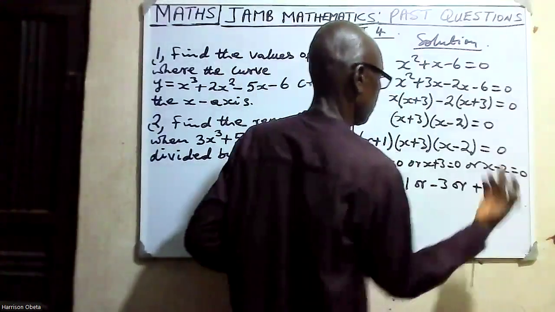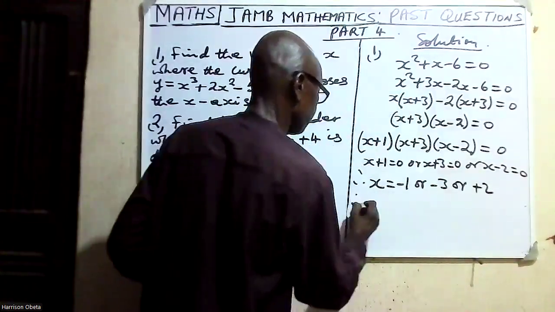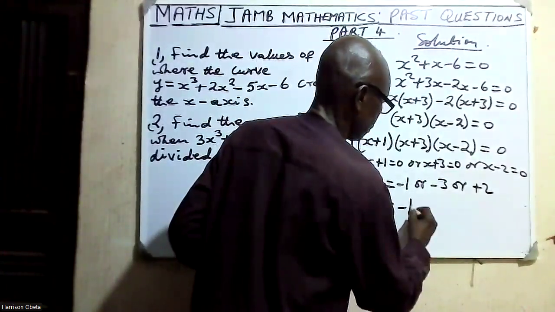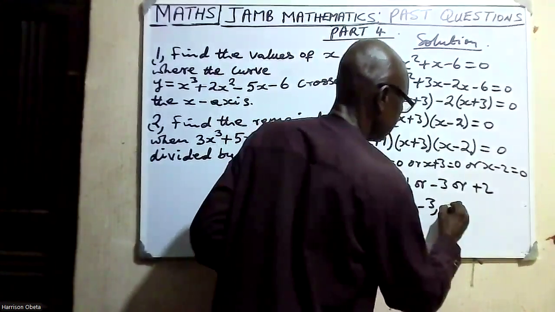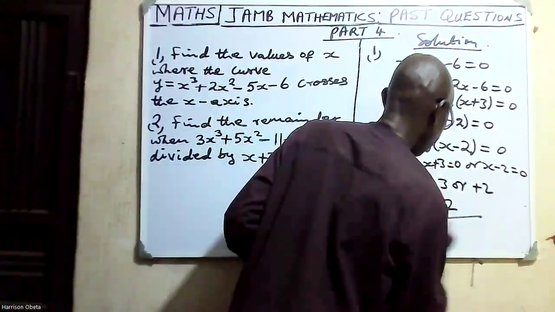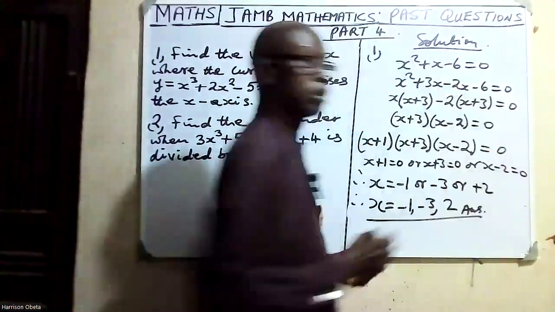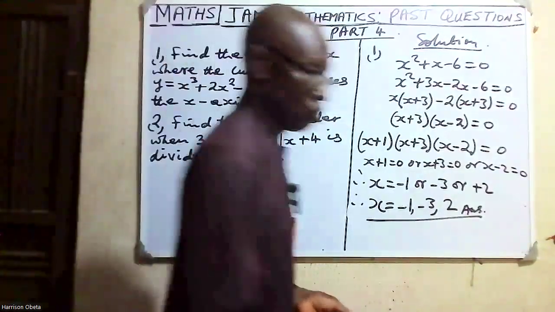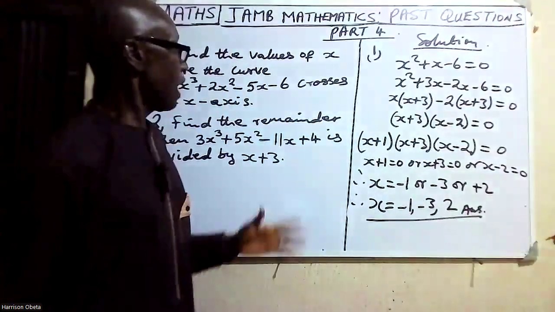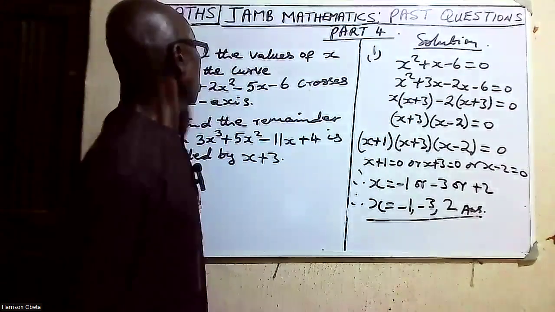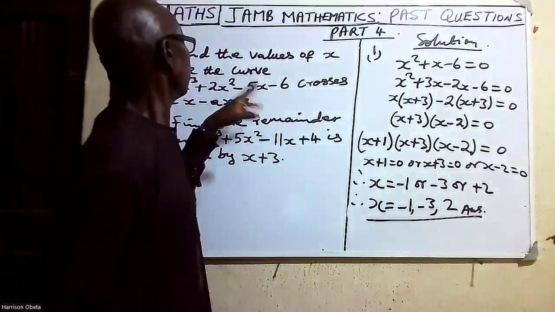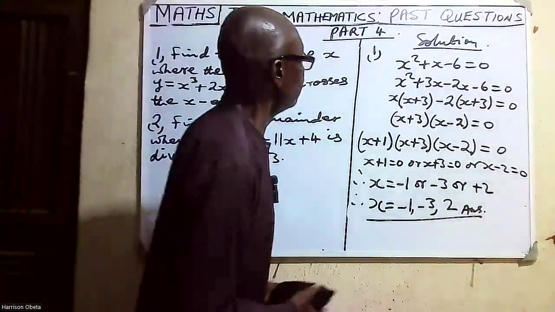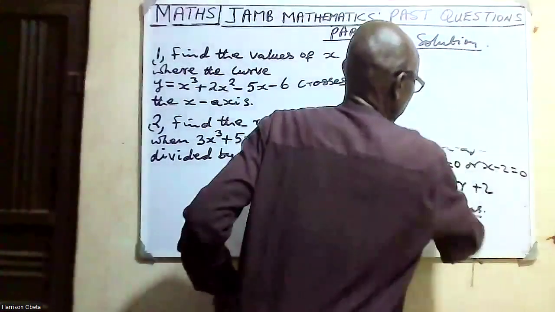Because this one going over will be plus. This is minus, this is minus. Therefore, x is equal to minus 1, comma, minus 3, comma, plus 2. So these are the answers to question number 1. So we go over to question number 2 right away. So that means the values of x where this curve crosses the x-axis, we have seen them. So we'll go back to question number 2.